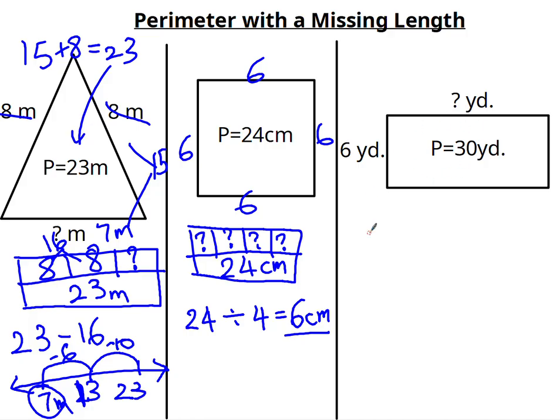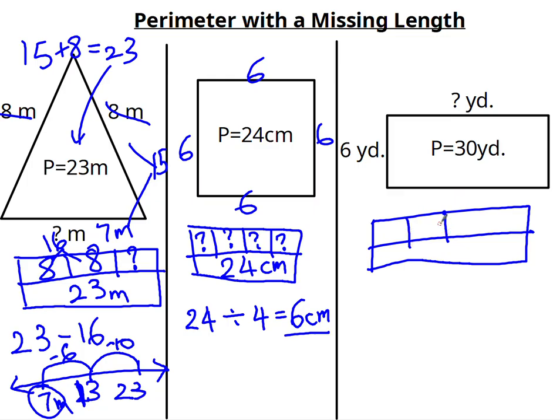Now, a rectangle can sometimes be a little tricky. Again, we're using a strip diagram first. There are 4 sides. I have 6 on the side and a question mark here. Because on a rectangle, the opposite sides are the same length. So if this is 6 yards, this side should also be 6 yards. If this side is a question mark, this side is also a question mark. So we have 6 yards plus 6 yards plus question mark plus question mark. Your perimeter is 30 yards.